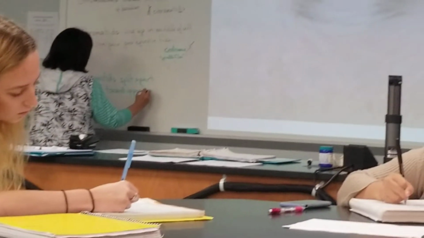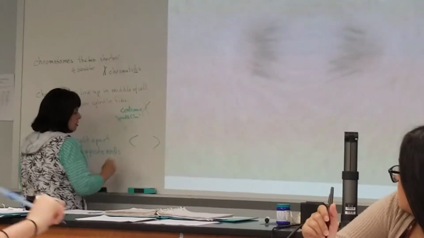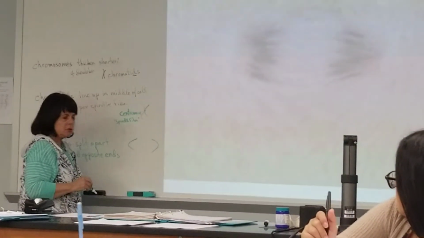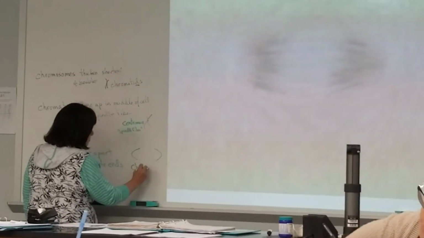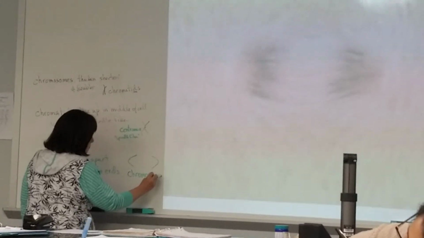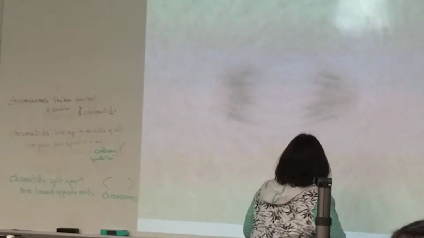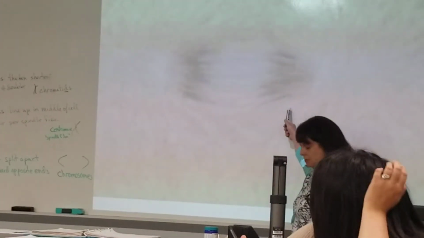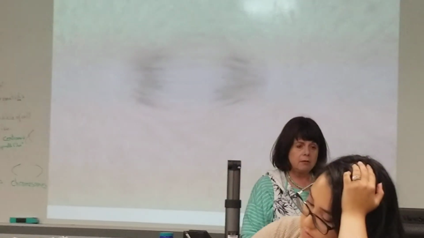Does anybody know what they're correctly called now? If your chromatid pair splits apart and one goes here and one goes here, they're single strands now, and what are they called? Chromosomes. So if this is a human skin cell, how many are over here? 46. How many over there? 46, if everything went right. That's anaphase, away from the middle, apart.